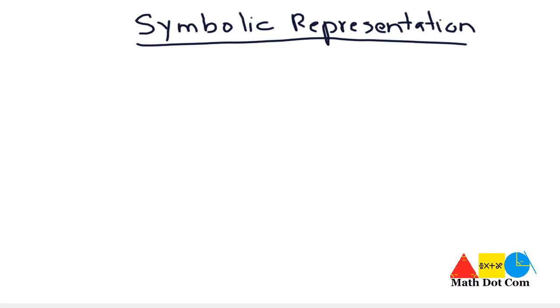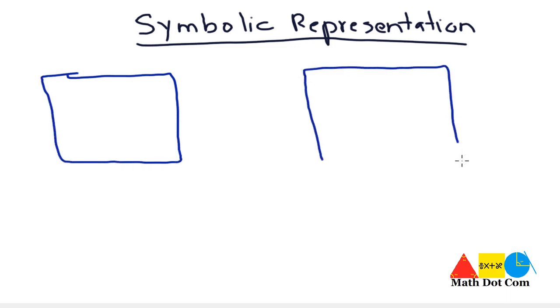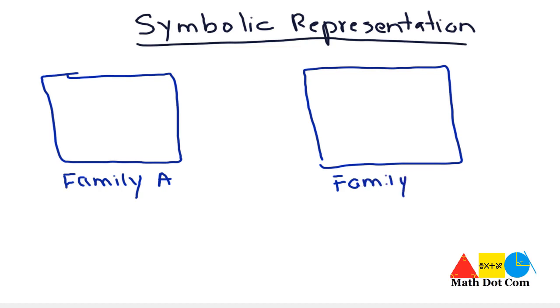Let's say there are two families. This is family A and this is family B. Okay. In family A, what are the members of family A? It consists of John, Robert, and Julie.